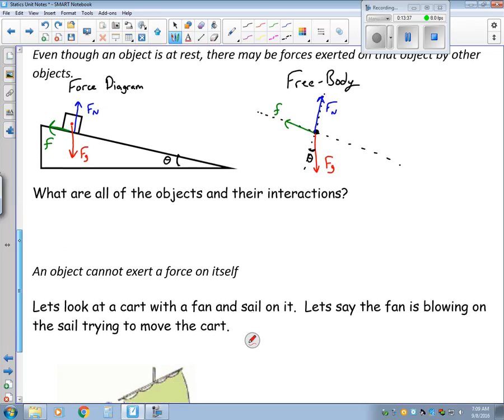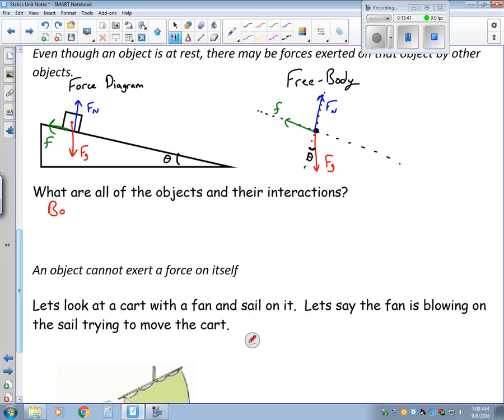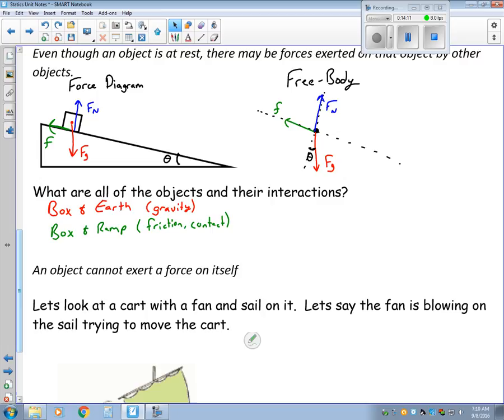So, what are all the objects and their interactions? Well, the box is interacting with the Earth. So we got gravity. We have the box interacting with the ramp, which gives us our friction. And friction is a form of a contact force, so it's an electromagnetic force. And we have the box interacting with the ramp again to make our normal force, which once again is a form of a contact force, so it's an electromagnetic force.